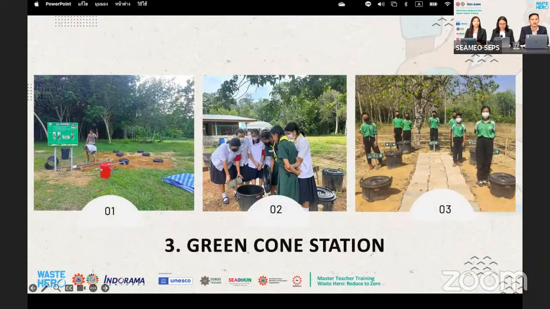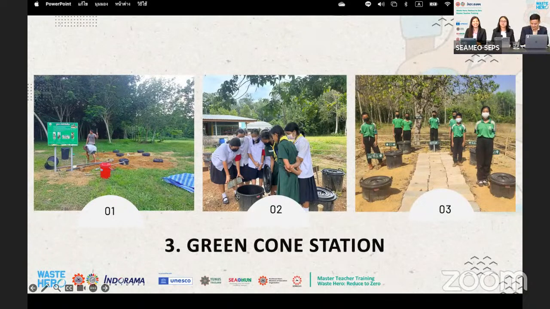And here we are at the green corn station. From the picture, you can see many black tanks, but the station is named Green Corn Station. Do you know why we call it the Green Corn Station? Tisha Pang? I don't know. You don't know, right? The green means the good environment. It's not about the color of the tank, right?